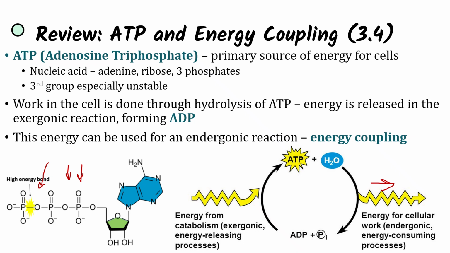Now, they are rejoined back into ATP with energy from other catabolic, exergonic, energy releasing processes, which then restart the cycle. So energy is being inputted from energy releasing processes to rejoin ATP, and hydrolyzing ATP creates the energy for cellular work, endergonic energy consuming processes, making ATP truly the currency of the cell that allows work to happen.